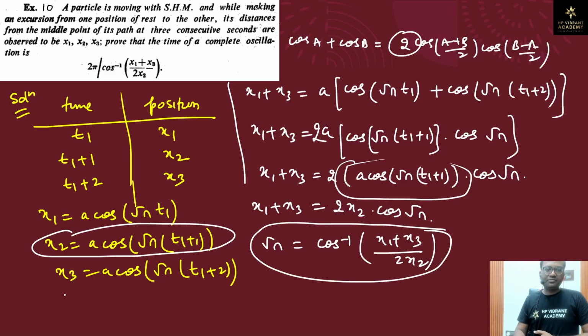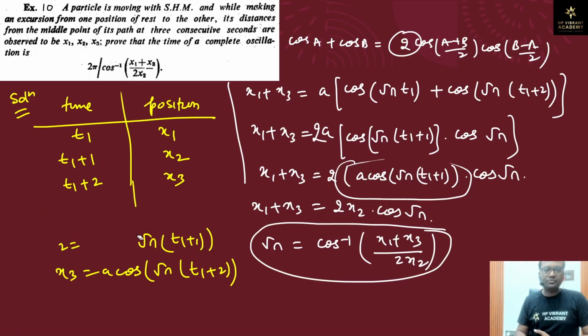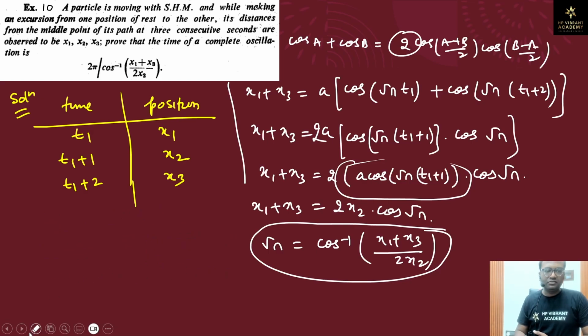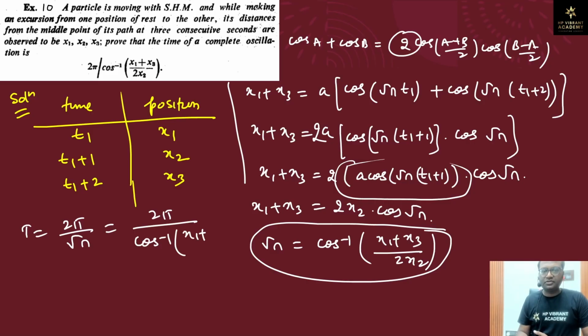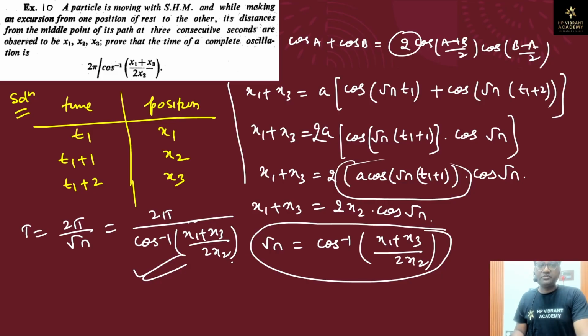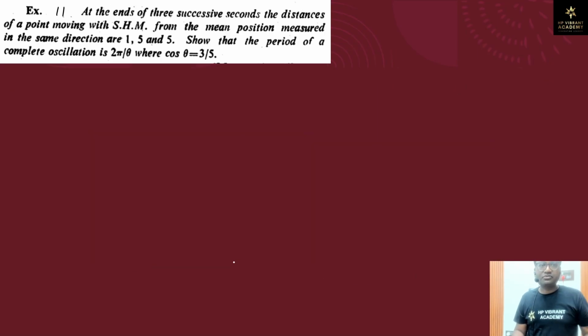So what will be the time period? Time period is equal to 2 pi upon root under mu. So this is equal to 2 pi upon cos inverse of x1 plus x3 upon 2x2. This is the required answer: 2 pi upon cos inverse of x1 plus x3 upon 2x2.